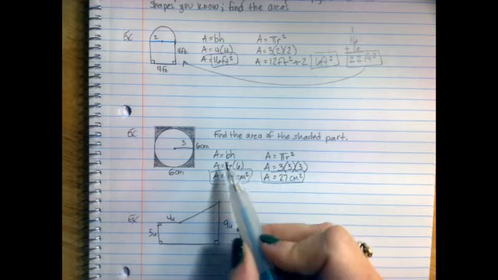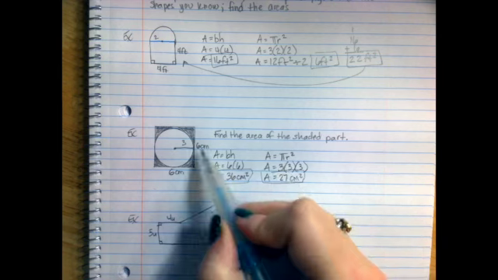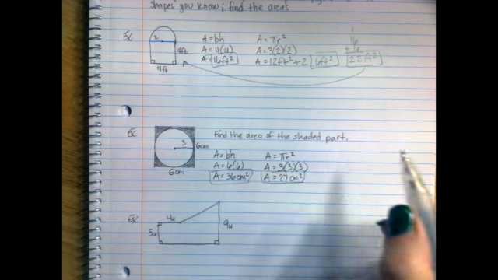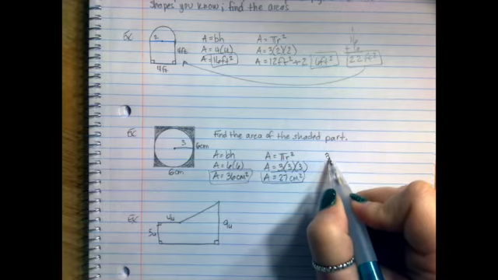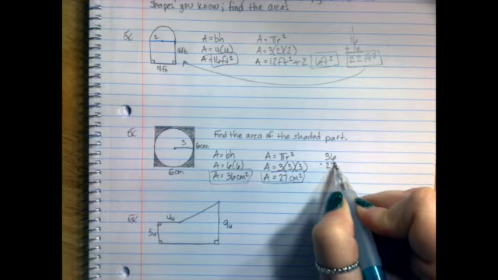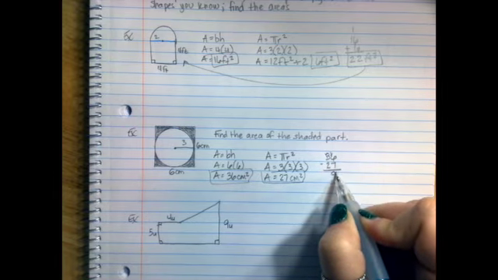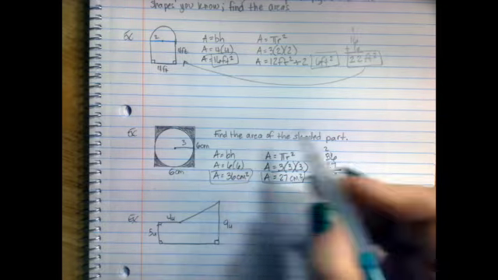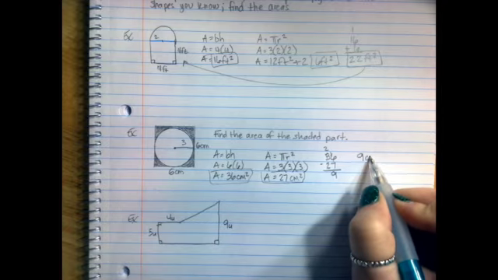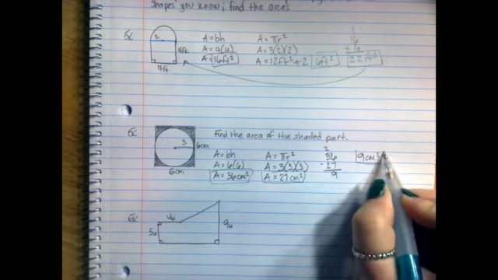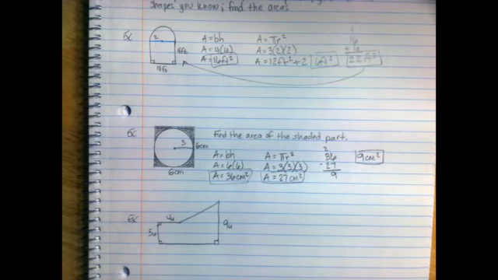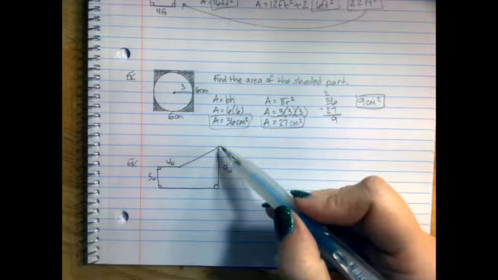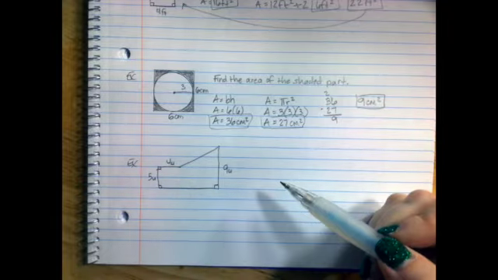All right, so circle and my square. Since I'm finding the shaded part, I need to subtract. So 36 minus 27, I get 9. So the area of the shaded part is 9 centimeters squared. All right, one more example. We have this composite figure.